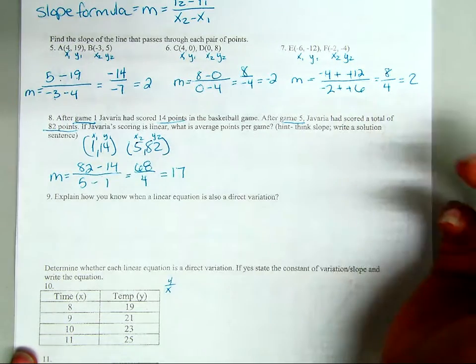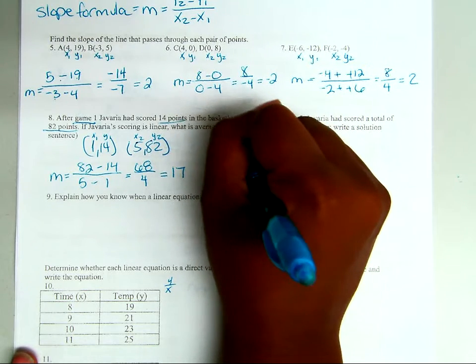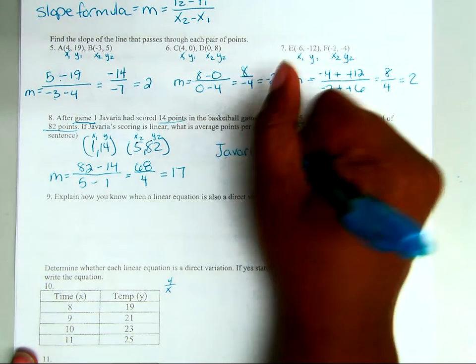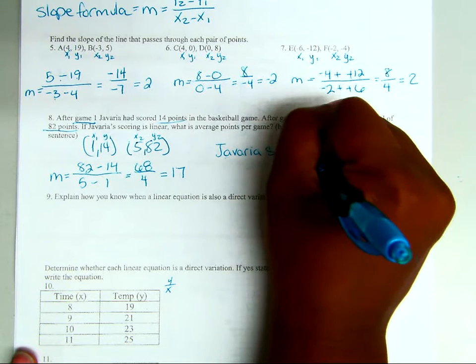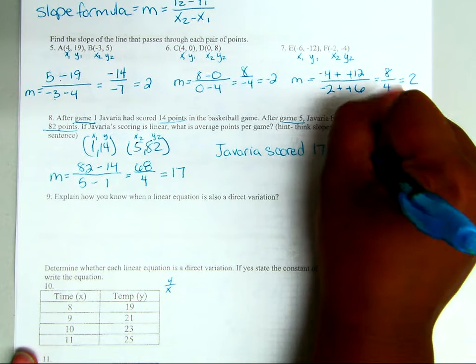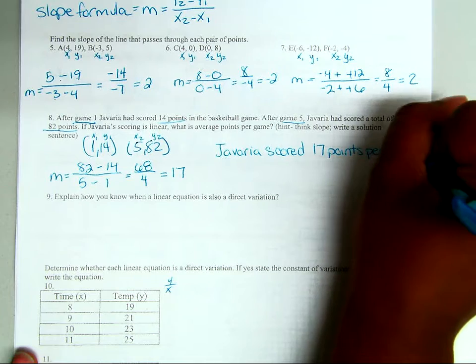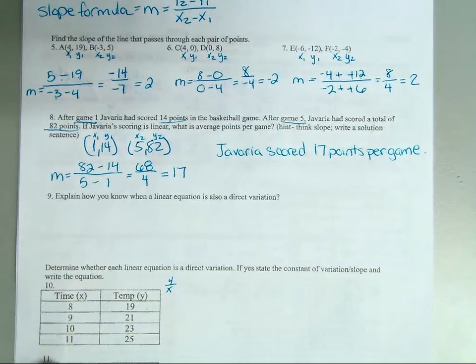So, Javaria scored 17 points per game. Period. That was it.